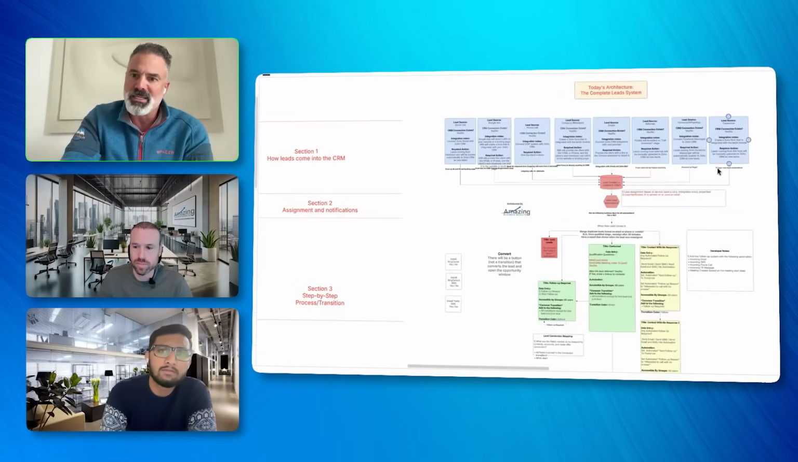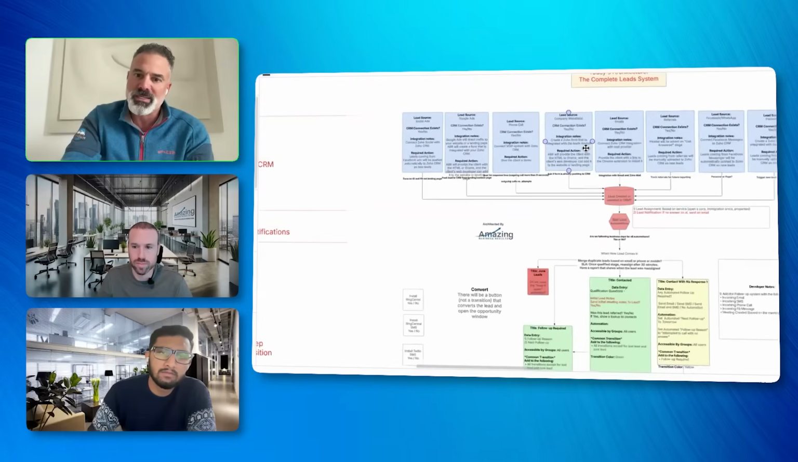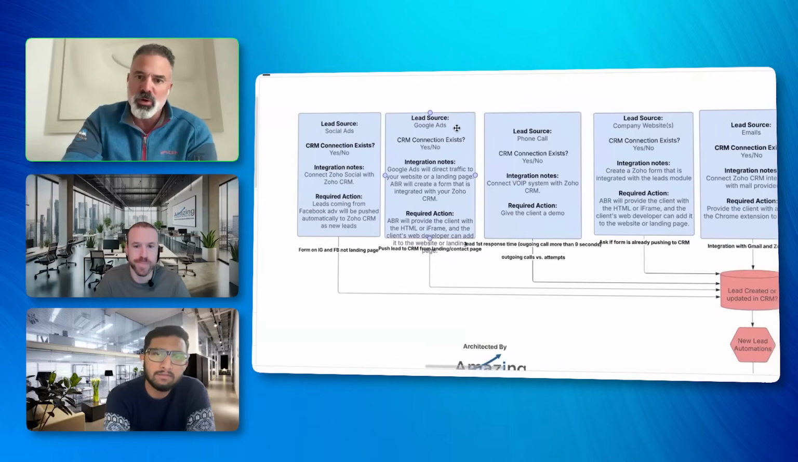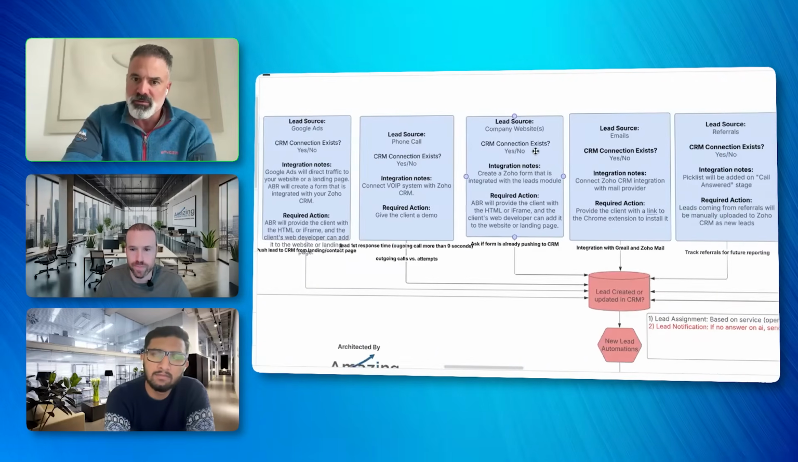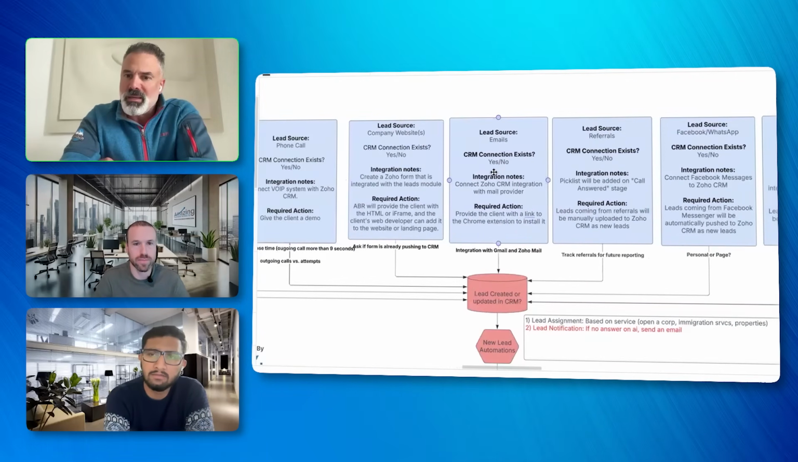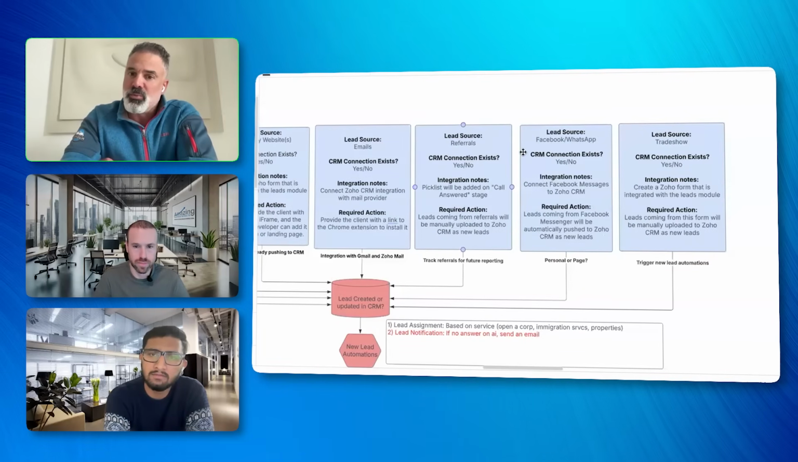So first of all, this section is showing all the areas where we are getting leads. Leads will come from social advertisements, Google AdWords, phone calls. On the company website, there will be a form, emails, referrals. This is very important: WhatsApp and Facebook messages and trade shows. The idea is to bring all the leads into the CRM and track them. So if, for example, a lead comes from a specific campaign, I want to know about it. If it comes from a specific trade show, I want to know, and so on.